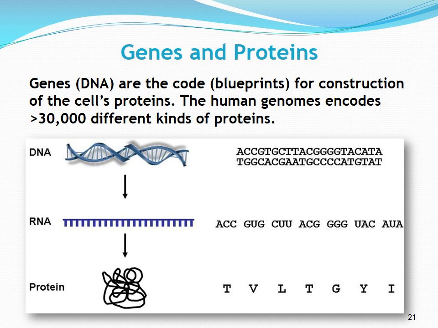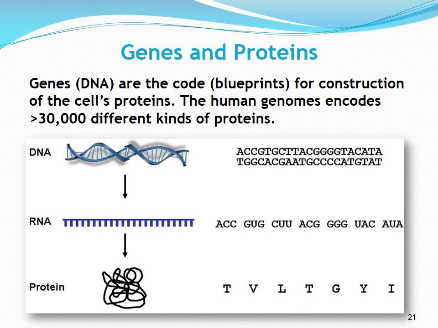Again, as most people are now aware, the complete human genome was sequenced around 15 years ago now. We know that it encodes at least 30,000, probably more, different proteins. KIT is just one of those. PDGFRA is just one of those many kinds of proteins.